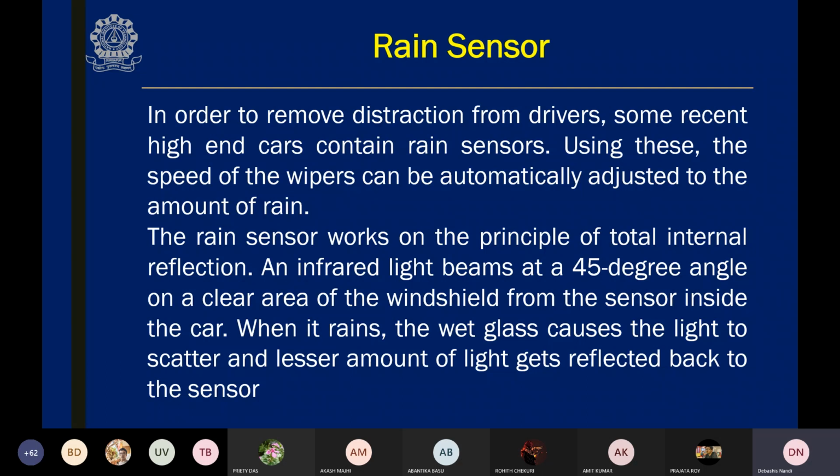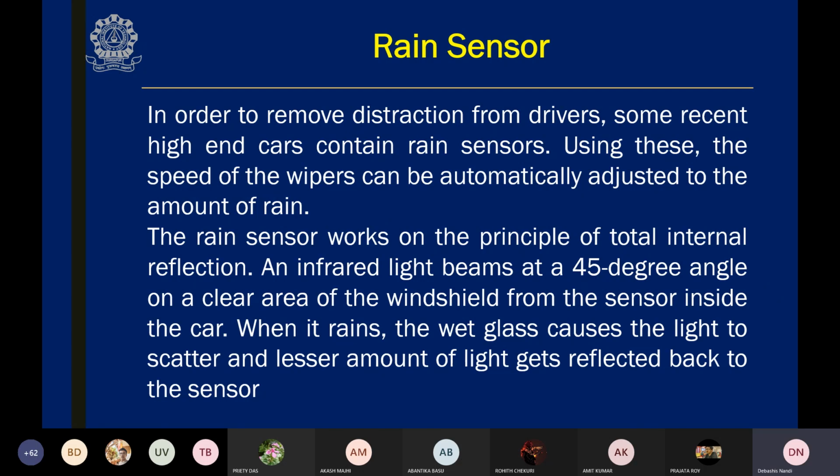Similarly, a rain sensor is there. Here you see, in order to remove this distraction from drivers, some recent high-end cars contain rain sensors. So what is a rain sensor actually? What is the basic principle of this rain sensor? I have written it here. You can see that after sensing the rain or an amount of rain, it can adjust the motion speed of the wipers.